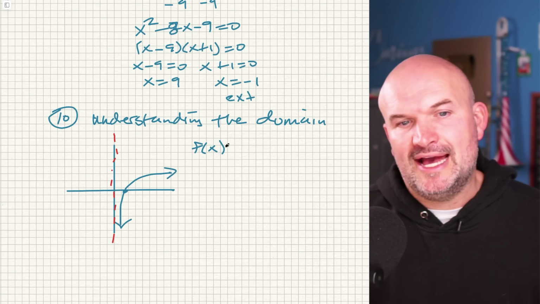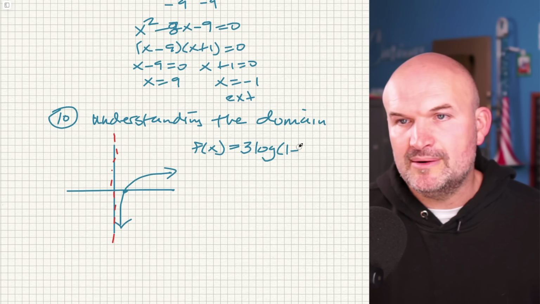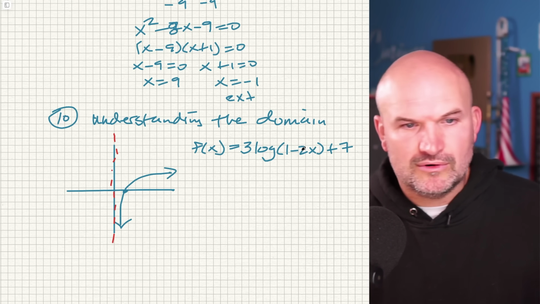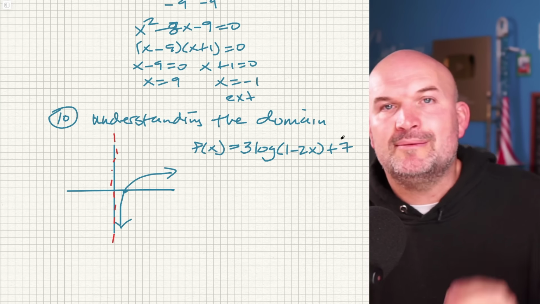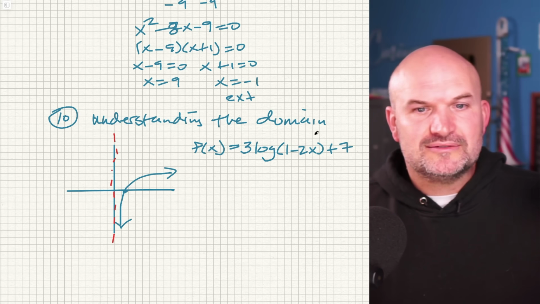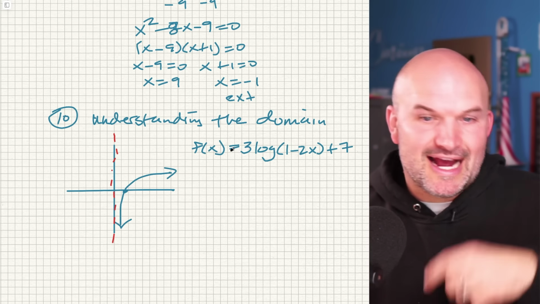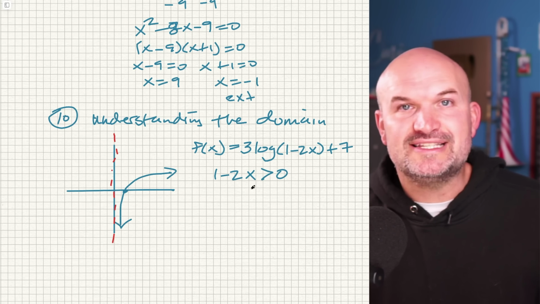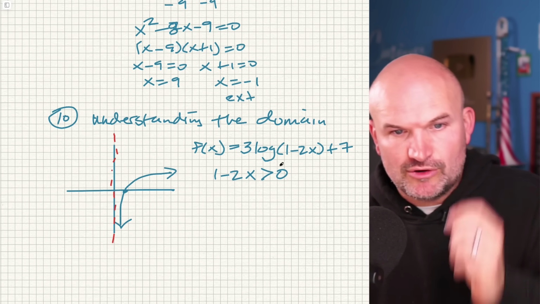So let's take a look at an example here. If I have 3 log of 1 minus 2x, plus 7. And if your teacher or your test or quiz is asking, hey, what's the domain? I don't care about the 3. I don't care about the 7. Why? Because I only care about what's inside of that logarithm. I know what's inside that logarithm has to be greater than 0. It has to be positive, right? It can't be greater than or equal to because we have an asymptote. So it has to be greater than 0.